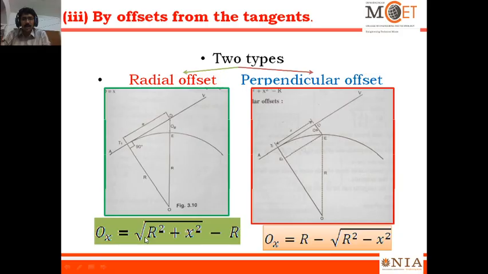Which is root of R square plus X square minus R. Here it is R minus root of R square minus X square. You should not interchange these formulas. These are the exact formulas. How is the derivation? Let's see.